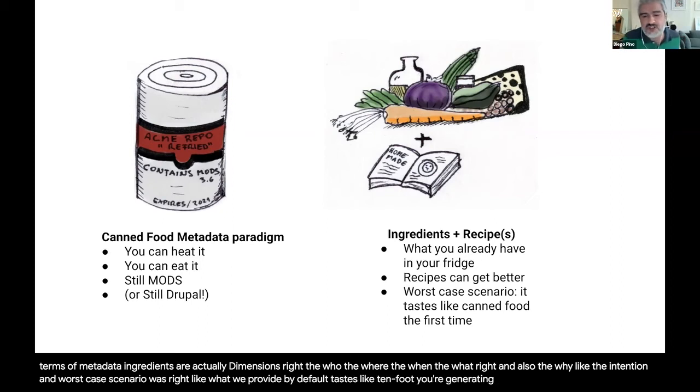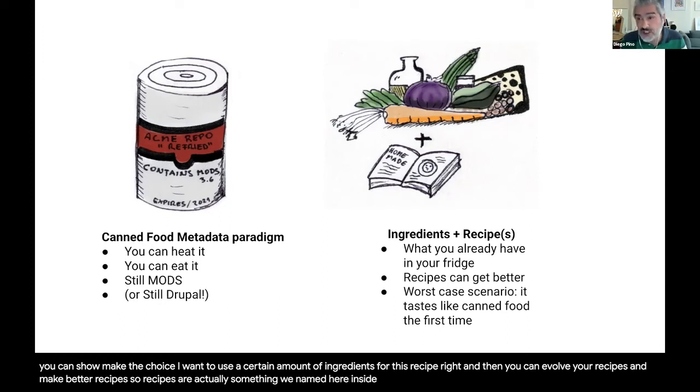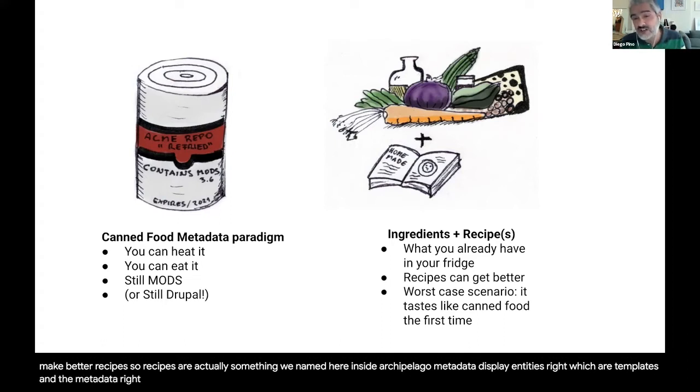You're generating mods, but you can deconstruct. You can make the choice: I want to use a certain amount of ingredients for this recipe. And then you can evolve your recipes and make better recipes. So recipes are actually something we name here inside Archipelago metadata display entities, which are templates. And the metadata is actually your ingredients, and it's in JSON.